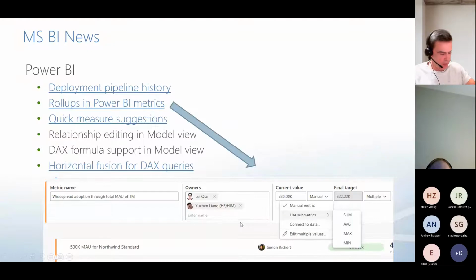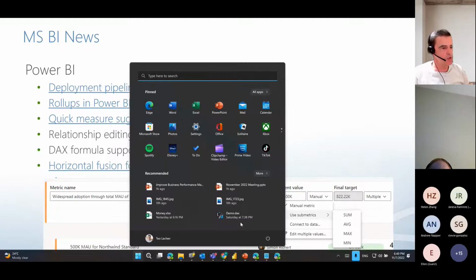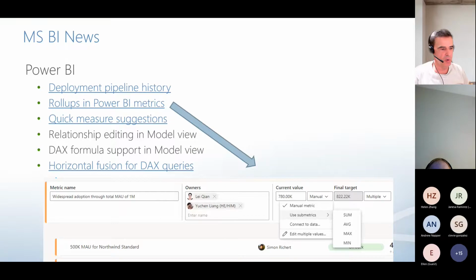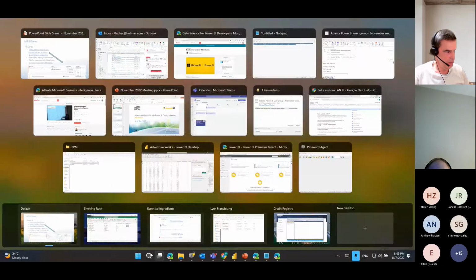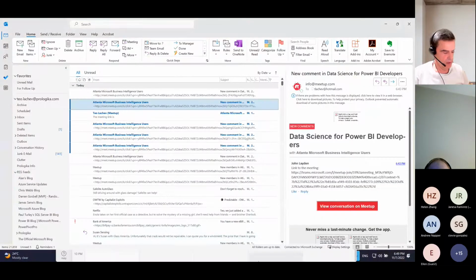All right, the next thing, real quick, just going through some of the latest developments around Power BI. We have deployment pipeline history. I'm not sure how many of you are familiar with this feature, so maybe I can just go ahead and show that real quick from a customer tenant where we actually use this feature.